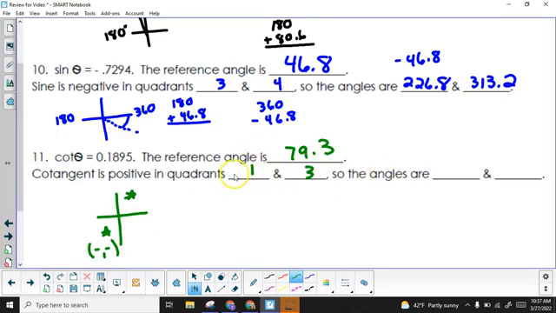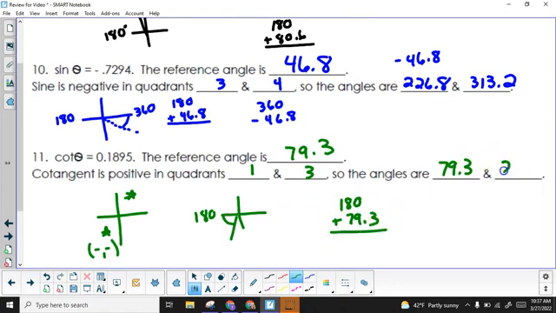All right, in the first quadrant, that angle is just 79.3. And in the third quadrant, we're looking for past 180. What is going to be 79.3 degrees past 180? So we'll take 180 and add 79.3, and we get 259.3 degrees. And there you have it.